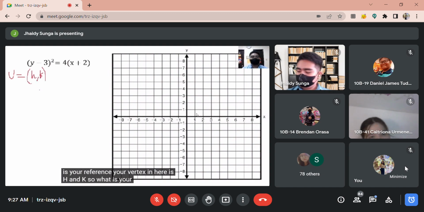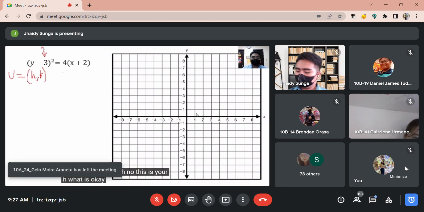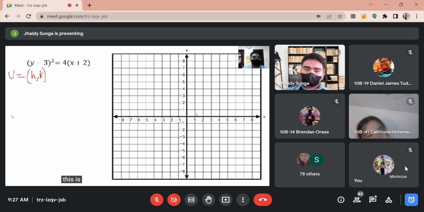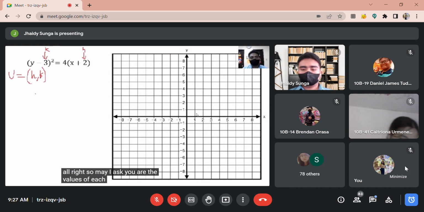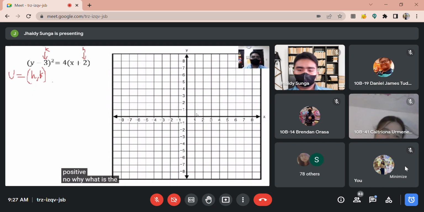So what is your h? Your h is this one. What is your k? This is your k. Always remember that the partner of x is your h. So this is h and this is k. Alright? So may I ask you, are the values of h and k both positive? No. Why? Let's try to find the value of k.